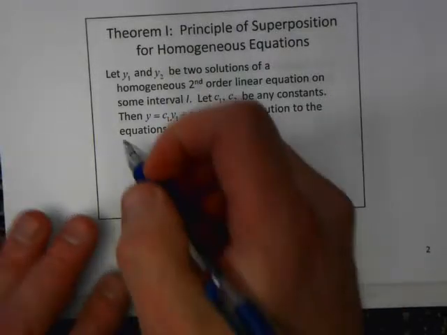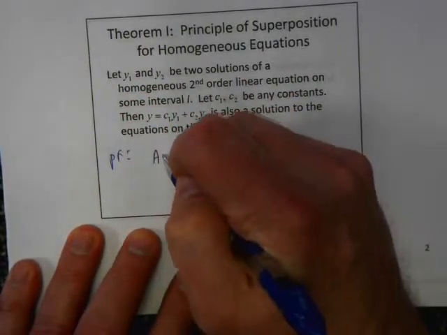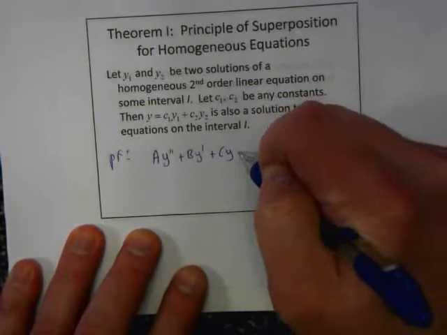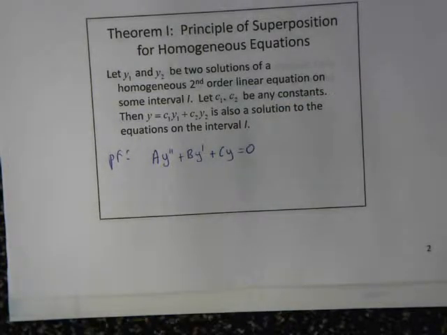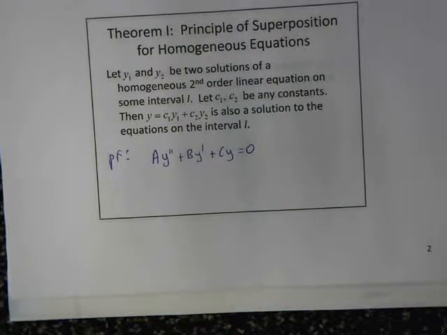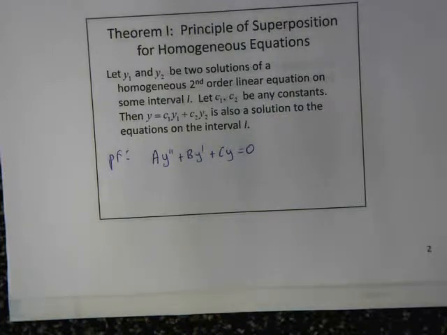All right, this one's a very easy one to prove, so let's prove it. Our differential equation is going to be a y double prime plus b y prime plus c y equals 0. Equals 0 because it did tell us that this differential equation was homogeneous. And we know that y1 and y2 are solutions. So what does it mean to say y1 and y2 are solutions? They satisfy it. So if I take y1 and I take its derivative and its second derivative and plug all that stuff in, it'll all cancel out and I'll get 0. That's what it means for y1 to be a solution.